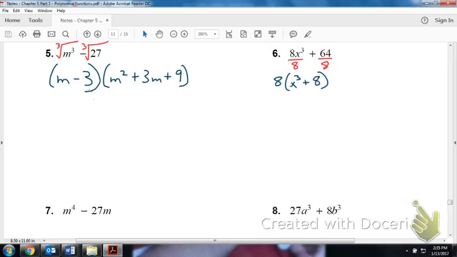Because the cube root of x cubed is x. The cube root of 8 is 2. So, here we go. Drag down your 8. x plus 2. Remember, that's the cube root of this one and the cube root of that one.